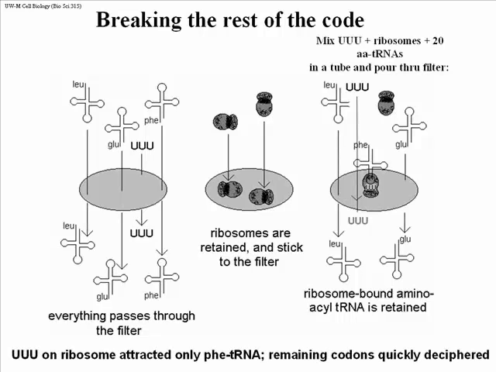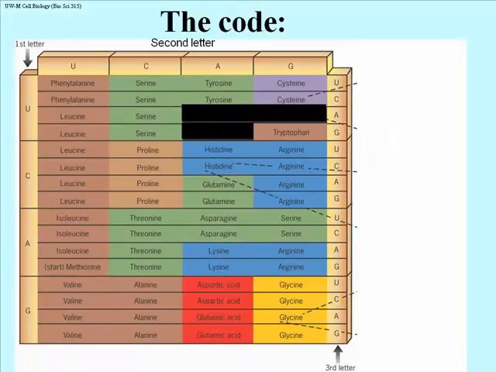So UUU on the ribosome would attract from such a mixture only phenylalanine-tRNA. The remaining codons were quickly deciphered in the same way. Okay, so that's how the genetic code was ultimately deciphered in short order. And here is the genetic code, all laid out for you. So this is one of many ways to represent a table of code words, but let's look at some of the highlights here.